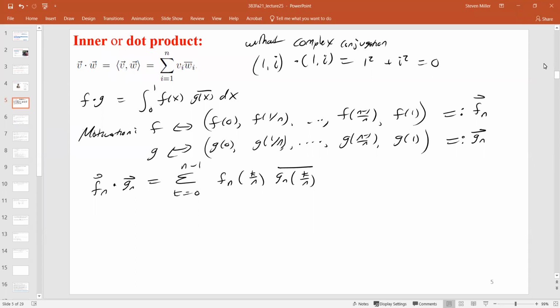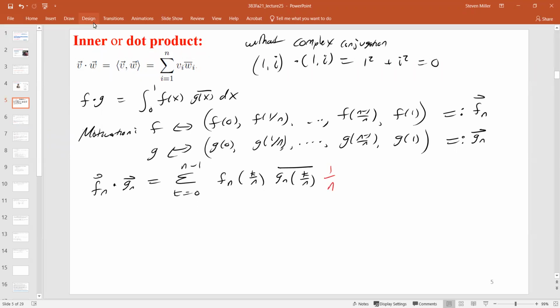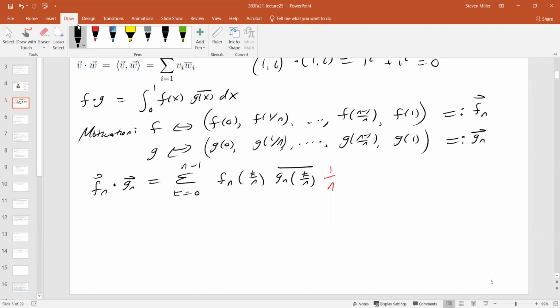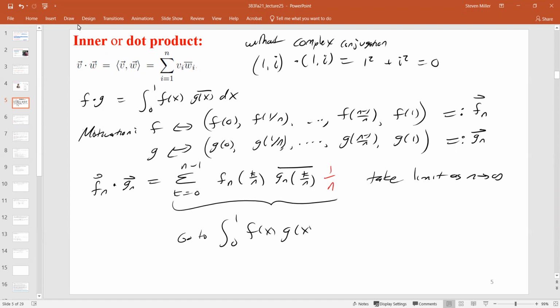So this is a nice object, but if I take the limit as n goes to infinity, the right-hand side almost surely is going to blow up. What should I do to make the right-hand side nice? Yeah, put in a 1 over n. And now, if I take the limit as n goes to infinity, this will go to the integral from 0 to 1 of f of x times g of x bar dx.